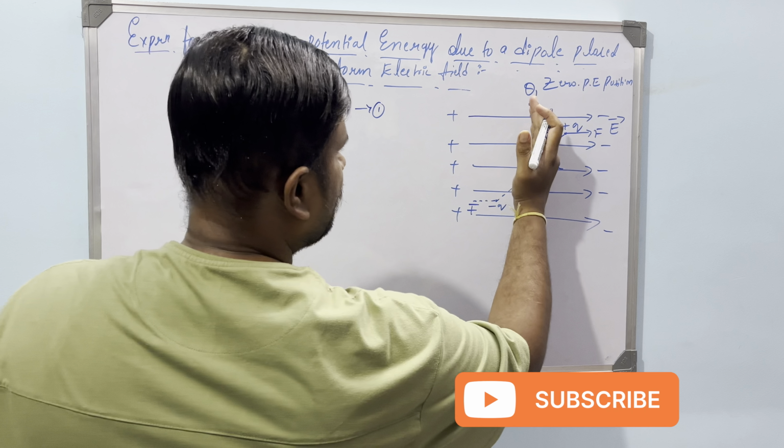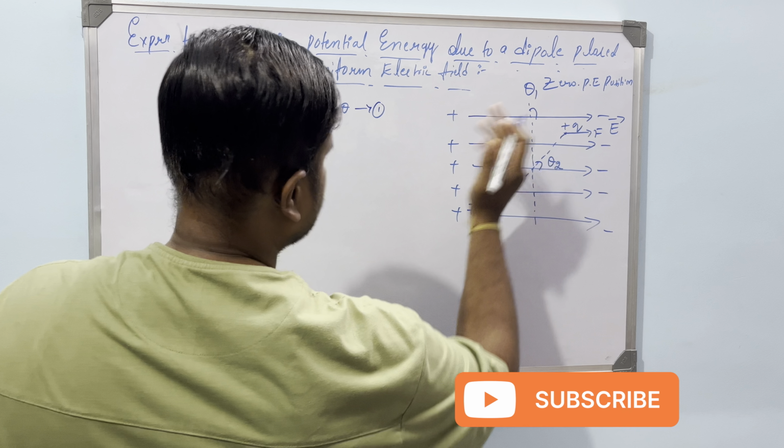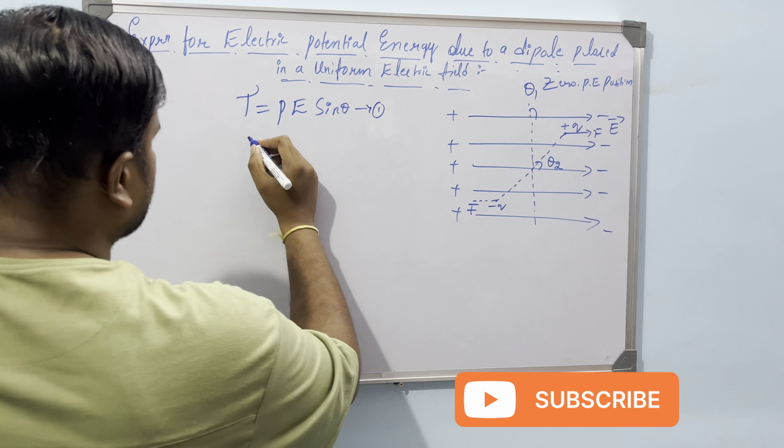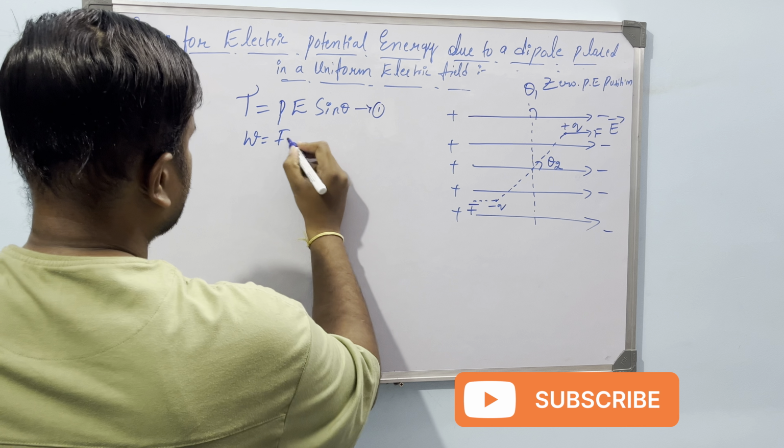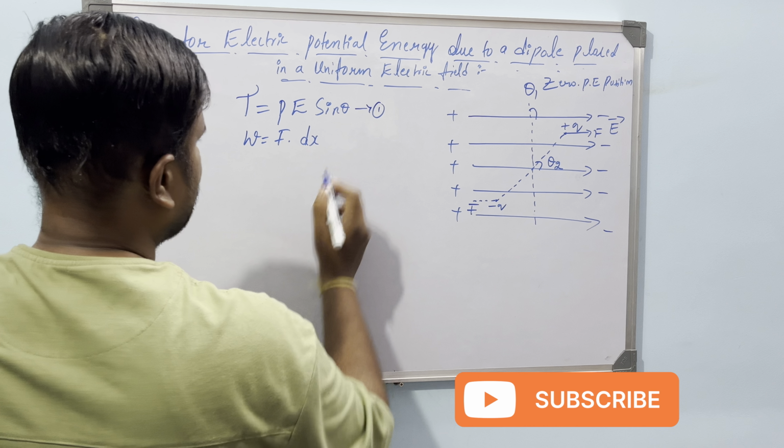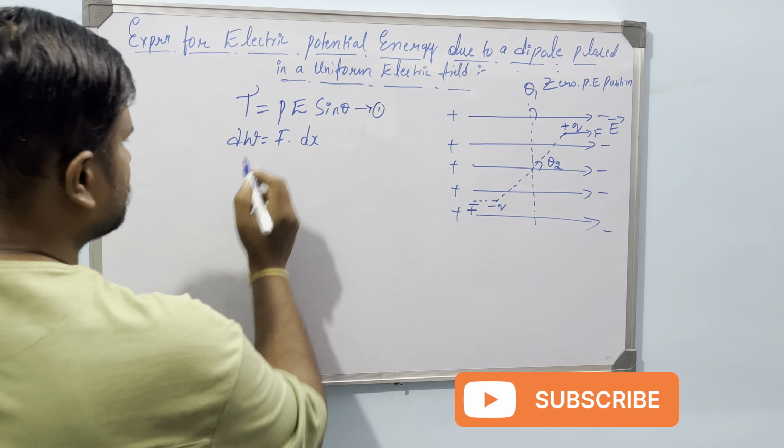Now we are moving the dipole from this position to this position. We are doing the work done. What is the work done formula? Work done is force into displacement. I will take it as a small displacement, so small work done dW.